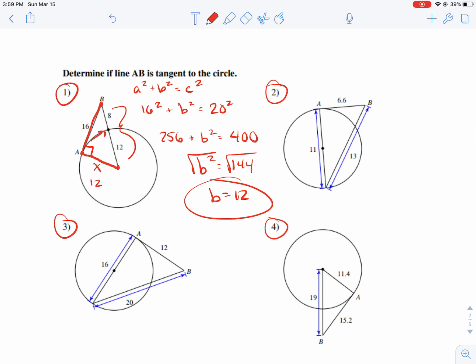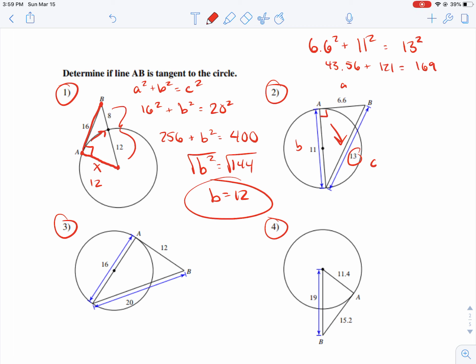So 13 represents our hypotenuse, or our C value. The other two represent our A and our B. So 6.6 squared is equal to 43.56, plus 11 squared, which is 121, and 13 squared is 169.